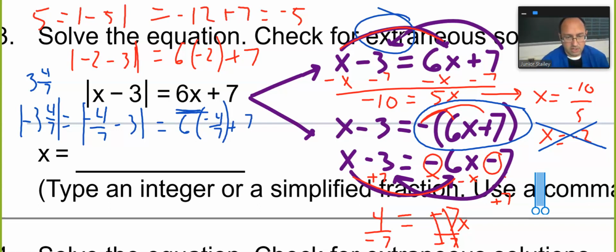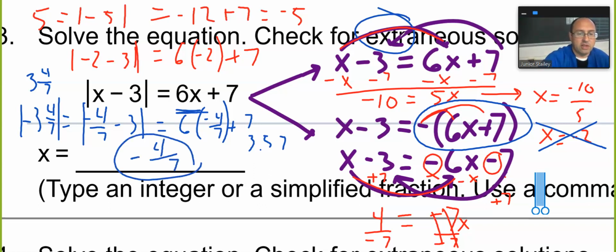Okay, using my handy-dandy machine, 6 times negative 4/7, plus 7 gives me 3.57-ish. Hey, I bet if I type 3 plus 4 over 7, yep, it's the exact same thing. It gives me that 3.57 number, and it goes on for a long ways. It's a repeating pattern. We won't talk about that right now, but it's the same on both sides. Therefore, the only answer to this question is negative 4/7.